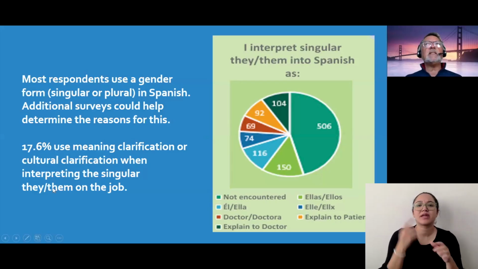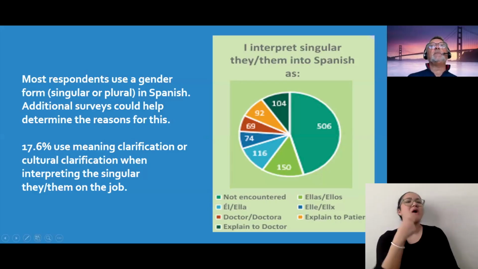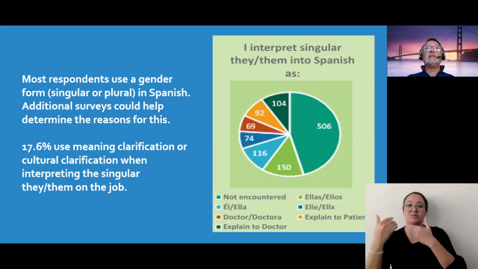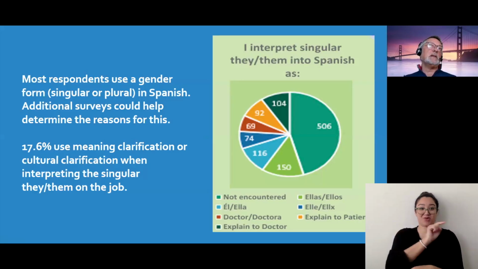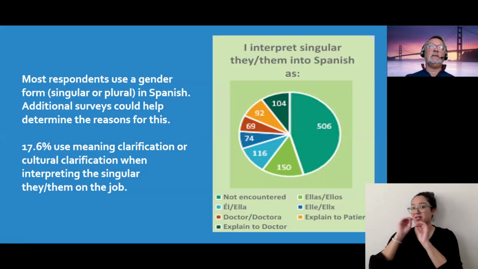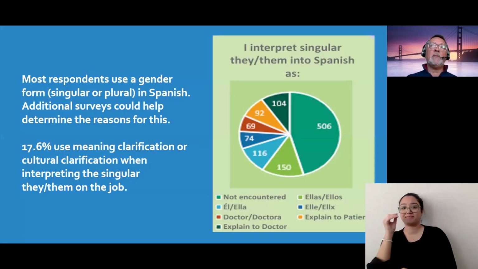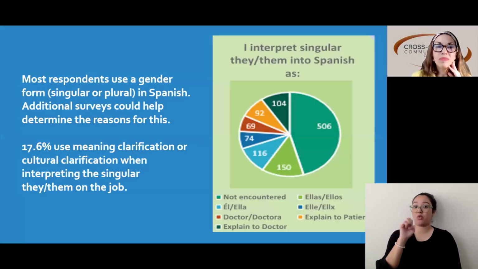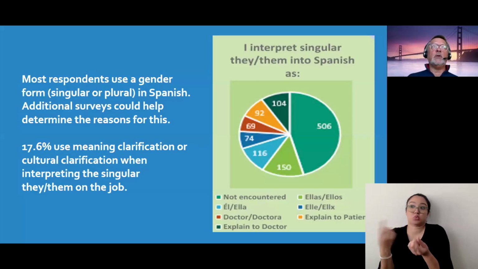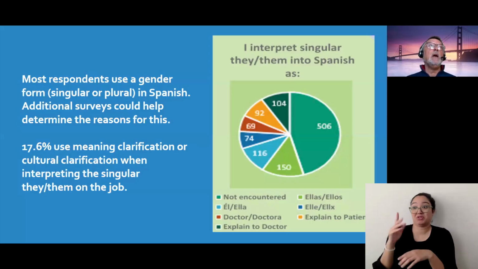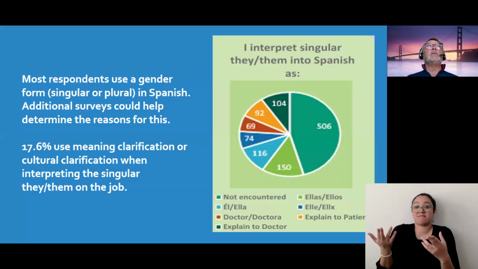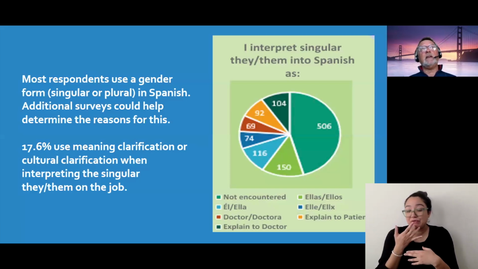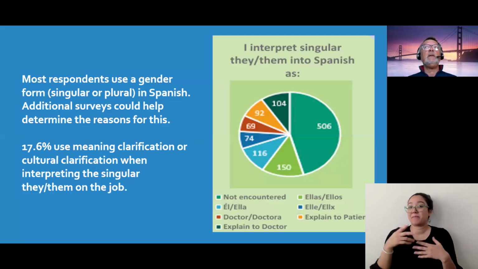Let me just say that another option is basically don't take on responsibilities that aren't yours as the interpreter, and just clarify with the doctor that in Spanish the term they, them is either masculine or feminine. What do they want you to do? Is it okay if they just use your name? Is it okay, or would they prefer to have the pronoun be masculine or feminine?